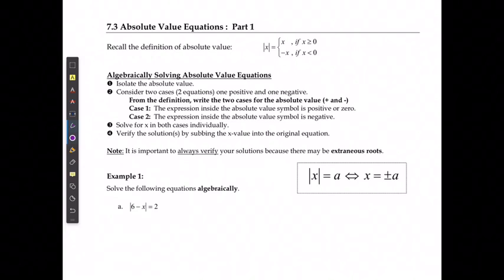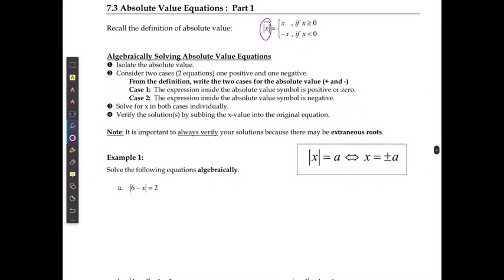Now we're going to look at solving absolute value equations. So we know that for an absolute value, if I have the absolute value of x, then it's going to be the positive version if x is greater than 0, or the negative version if x is less than 0. So the first thing I'm going to do is isolate the absolute value. Then I'm going to consider the two possible cases. One is going to be the positive version, one is going to be the negative version of the absolute value.